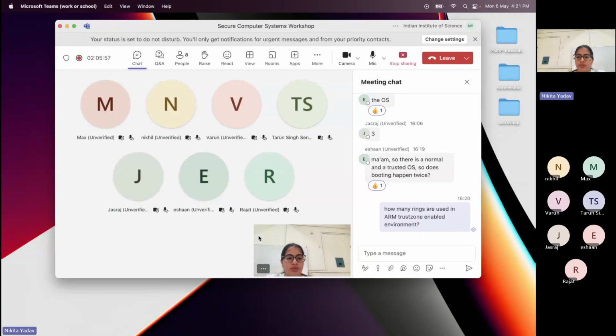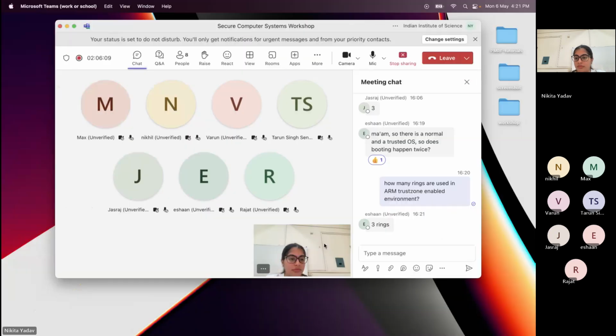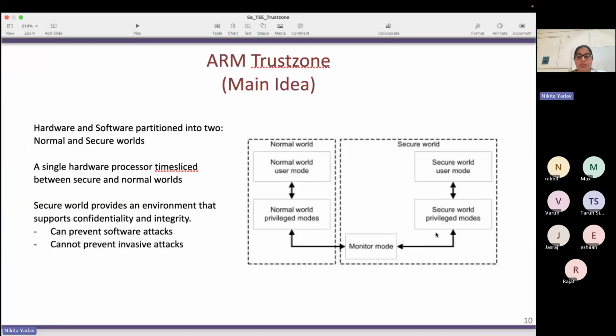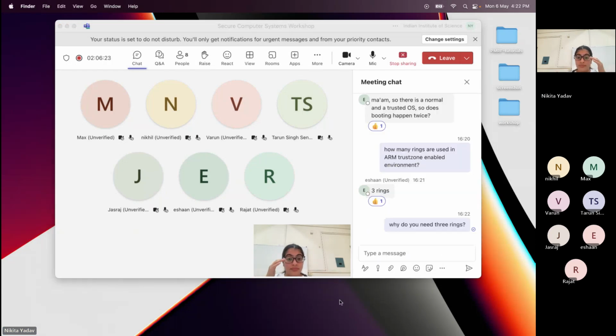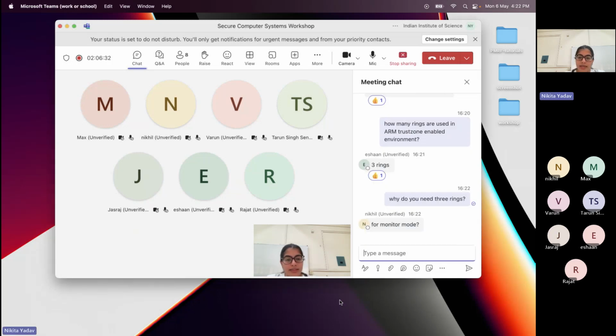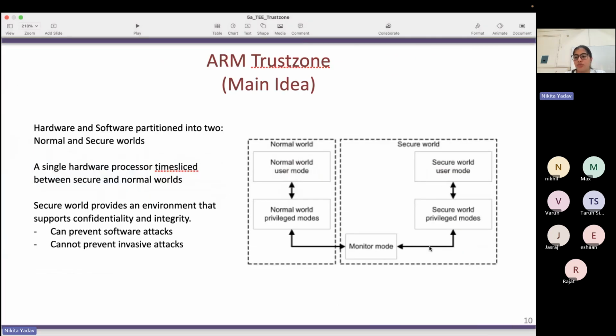So how many rings are being used here now? If you want to enable this ARM TrustZone, TEE, how many rings are being used? Yes. So three rings are being used. And why do you need three rings? Exactly. Yeah, so you need one more ring here for the monitor.